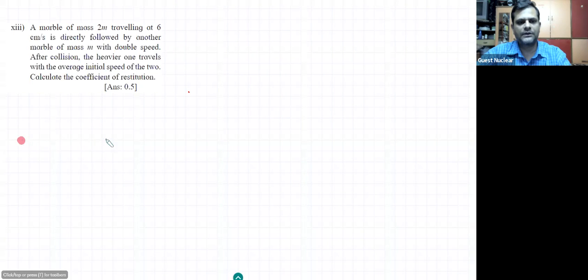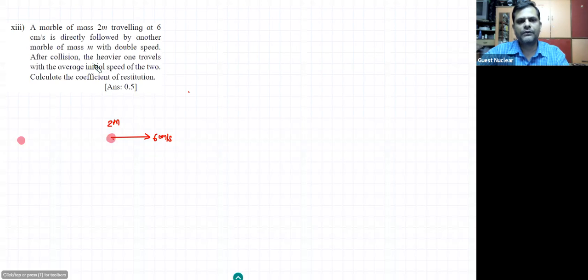Okay, and the second one is this one here. So a marble of mass 2m. Okay, so ये जो marble है ये 2m mass वाला है. Okay, traveling at 6 centimeter here. So this marble is actually traveling at the speed of 6 centimeter in this direction per second. Okay, 6 centimeter per second.